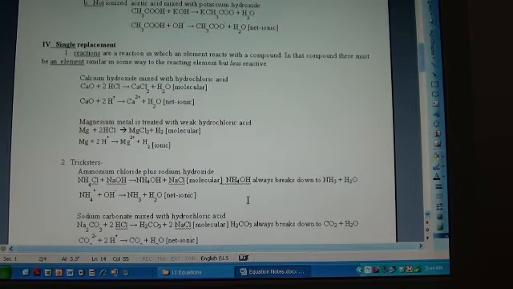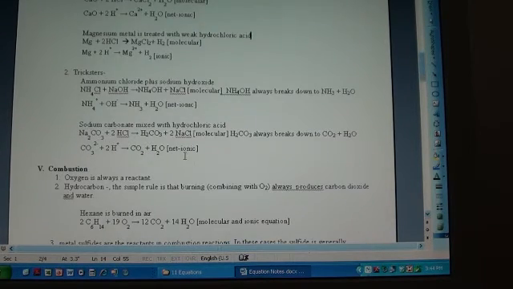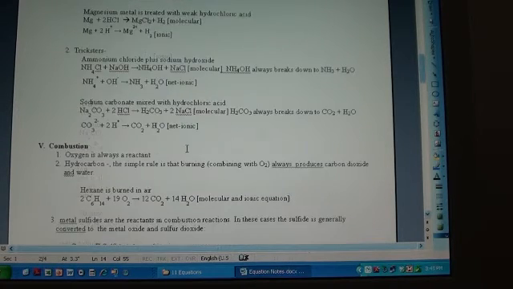Here is a trickster in action. Ammonium chloride plus sodium hydroxide. So you would end up with the NH4OH, that's the ammonia solution, and NaCl. Now the NH4OH will not last as a product that way. It will decompose into NH3 gas and H2O. So the net ionic equation for this will be right there. This is the same trickster in action with sodium carbonate and hydrochloric acid.